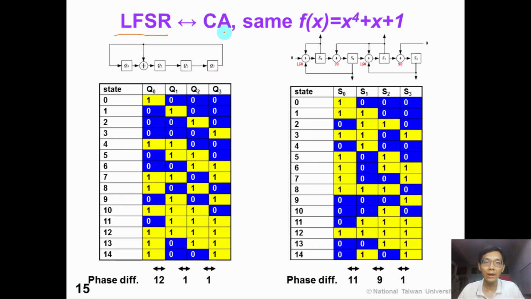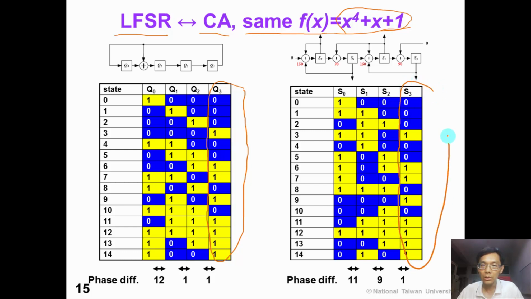This slide shows an LHCA and a cellular automata of the same characteristic polynomial, x to the power of 4 plus x plus 1. As we can see from this state transition table, the M sequence of Q3 is exactly the same as the M sequence generated by S3. The other bits are the same M sequence. They are just phase shifted. For example, Q2 and Q3 are shifted by 1 cycle. Q1 and Q2 are shifted by 1 cycle. Similarly, S1 and S2 are shifted by 9 cycles, and S0 and S1 are shifted by 11 cycles. But they are all the same M sequence.